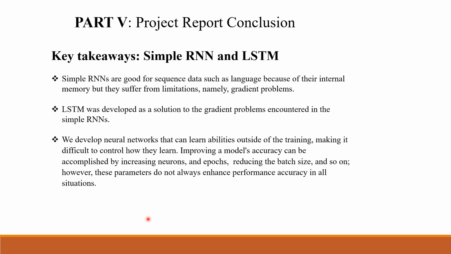Improving a model's accuracy can be accomplished by increasing neurons and epochs, reducing the batch size, and so on. However, these parameters do not always enhance performance accuracy in all situations. Just to give an example, sometimes they can cause overfitting or underfitting. So they usually keep changing, and that is what I have learned. But generally, there are some parameters that really help, especially increasing neurons, working on a large data set, and so on.